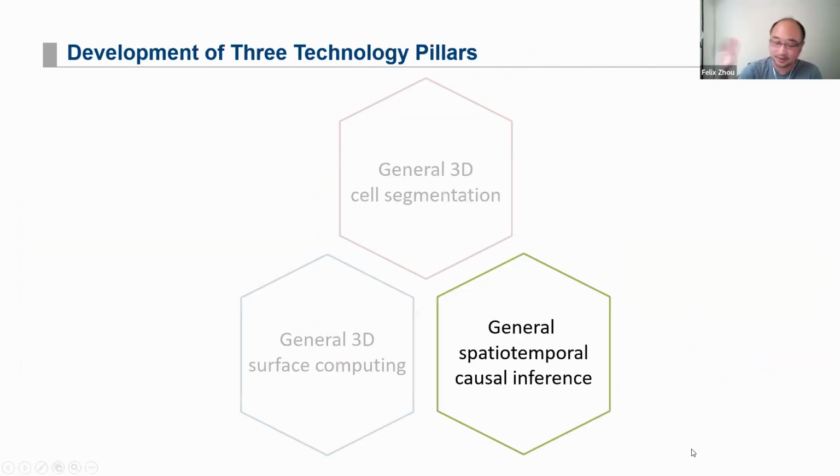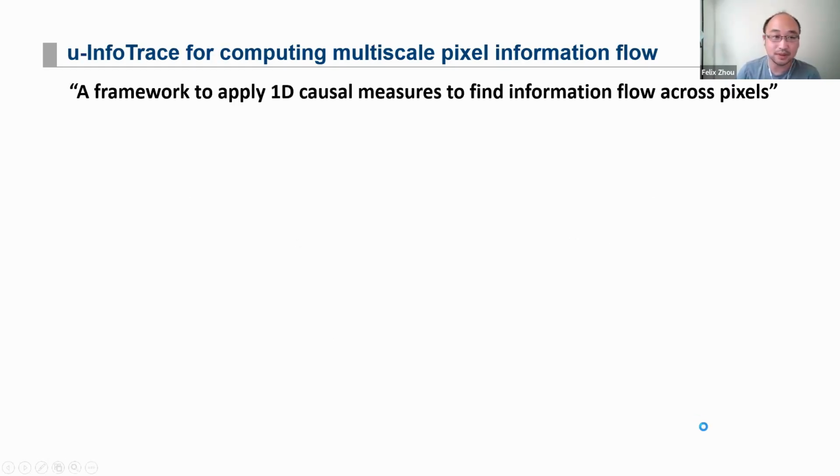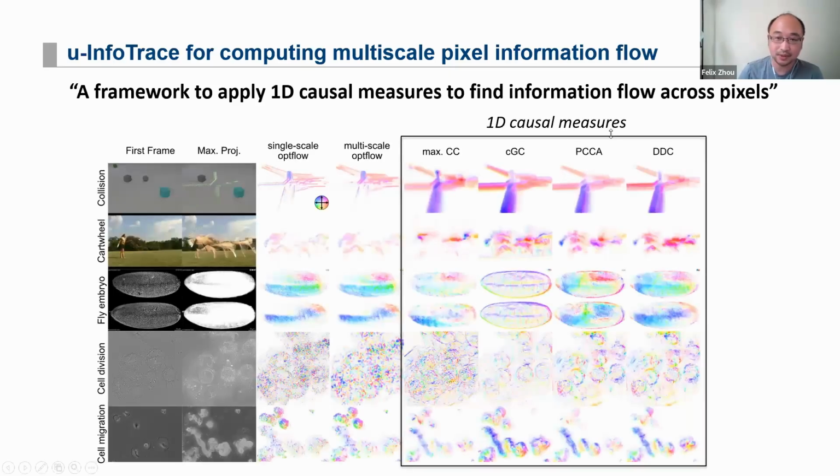And so this is a nice segue into the third and final pillar, which is this idea of a general spatial temporal causal inference framework. I developed this very early on. It's published in a NeurIPS workshop. The framework is just rebranded as UInfoTrace now. And the way it works, you'll find a theme here, is that it's not actually a causal framework. It's actually a framework to systematically allow you to apply 1D causal measures that already exist in nature, but into a 2D video format.